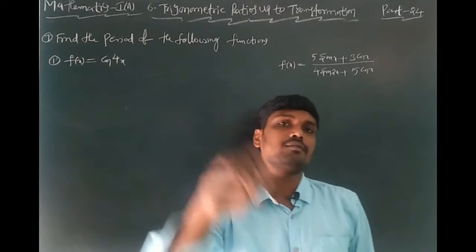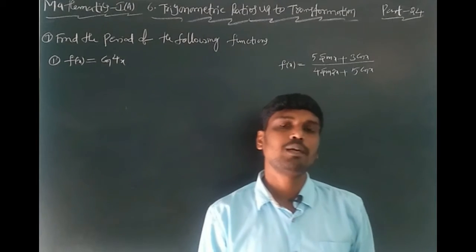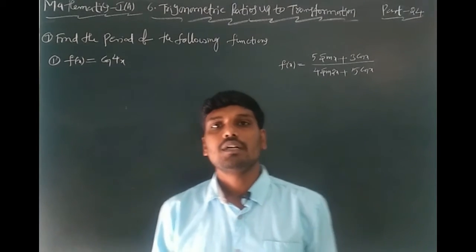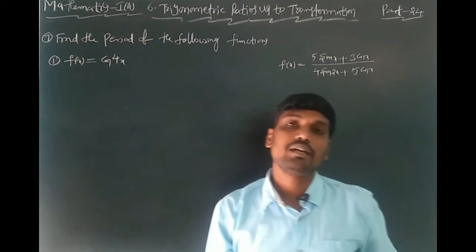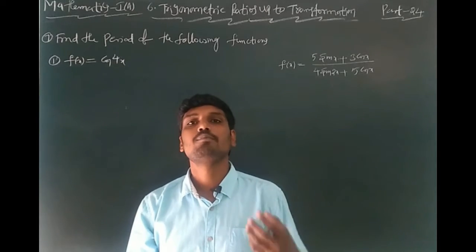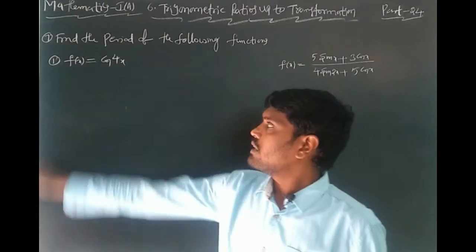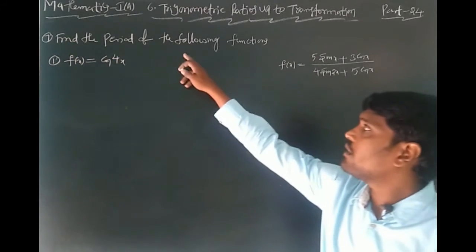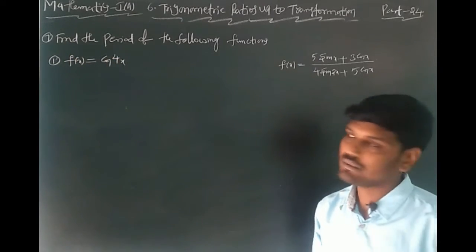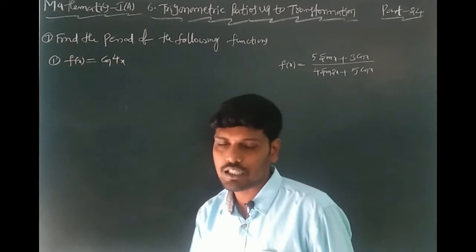Already completed exercise 6B periodic problems. Here we also explain some more different models of periodic functions. What is the question? Find the period of the following functions. f of x is equal to cos power 4 x.